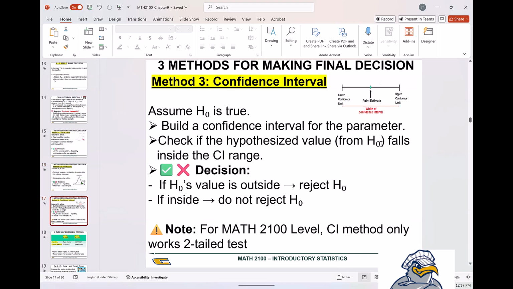The third method is the confidence interval, which you learn in chapter 8. For this class, the confidence interval we construct in chapter 8 can only be used for a two-tailed test. Again, you assume H naught is true, and you build a confidence interval for the parameter, either the mean or the proportion. Then you check whether your confidence interval includes the value under the null. If the value under the null falls inside the confidence interval, then you cannot reject. If it does not, then you can reject. So these are three methods you can use alternatively to make a decision.